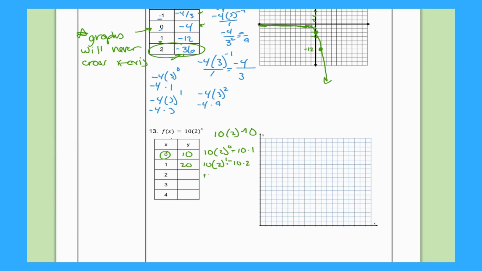I'll do one more by hand. 10 times 2 to the second. Well, that's really 10 times 4, because 2 squared is 4, and that is 40.